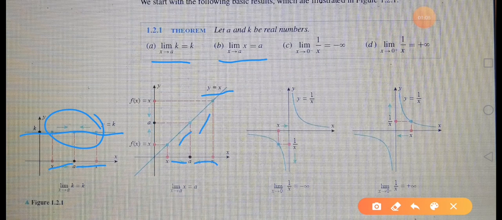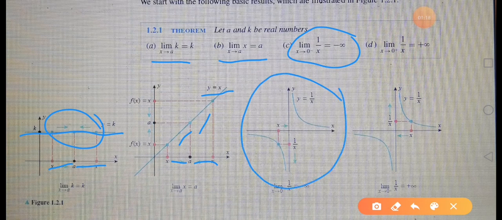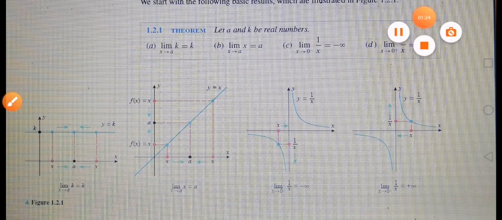For limit x approaches 0 from the left hand side of 1 over x, we know that when we put 0 in 1 over x, we will get infinity, but now we have to decide whether it is going to be positive infinity or negative infinity. Here is the graph of 1 over x. When we approach 0 from the left hand side, it is negative infinity. For approaching 0 from the right hand side, it is positive infinity.